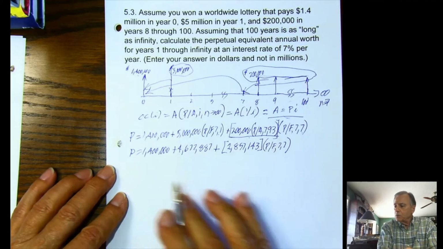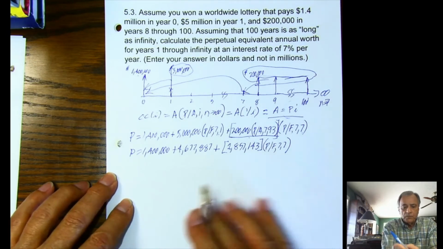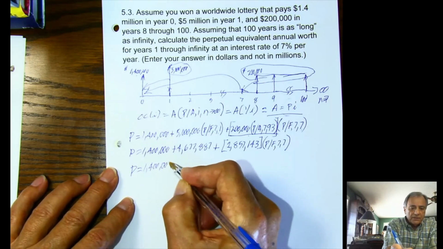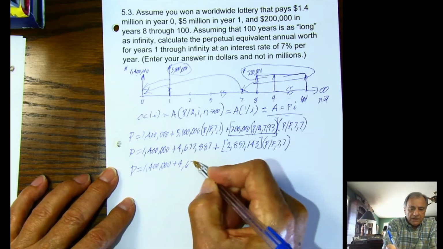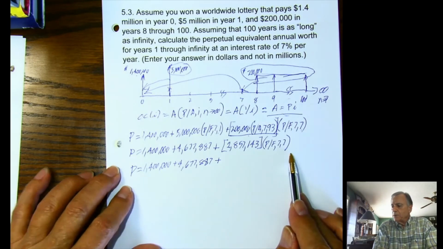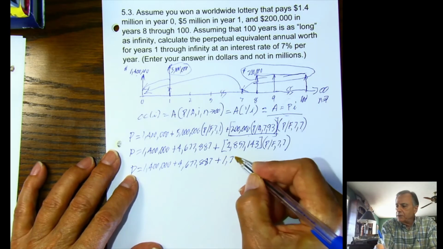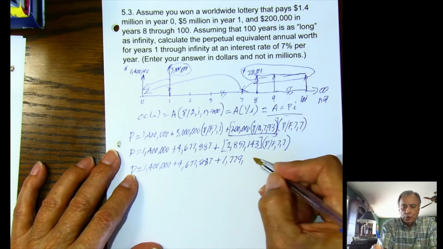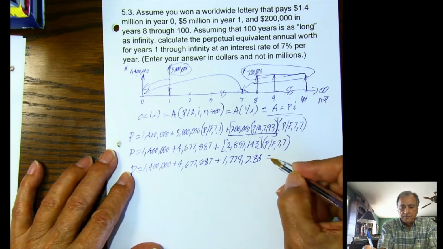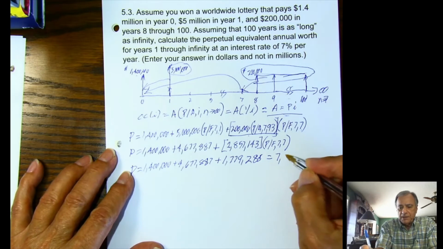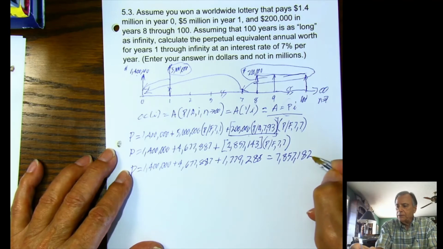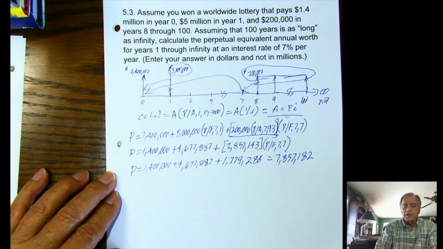And when I do that multiplication, I'll get 1,400,000 here plus 4,677,887 plus this product here, which is $1,779,285. And when I sum those up, they're all positive numbers. That's $7,857,182. And now I want to spread this out over an infinite time period.